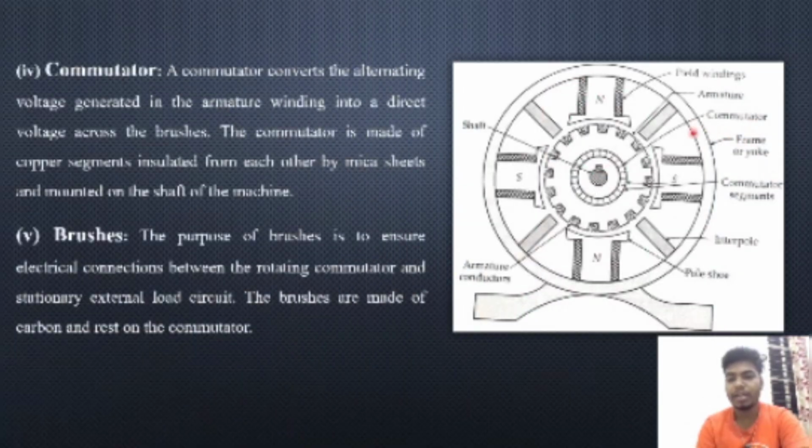Commutator. The commutator converts the alternating voltage generated in the armature winding into direct voltage across the brushes. The commutator is made up of copper segments insulated from each other by mica sheets and mounted on the shaft of the machine. Brushes. The purpose of the brushes is to ensure electrical connection between the rotating commutator and the stationary external load circuit. The brushes are made up of carbon and rest on the commutator.